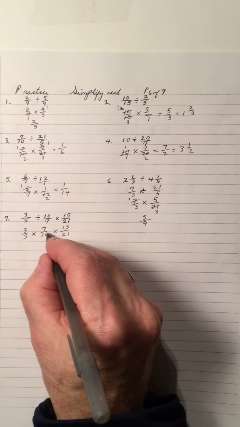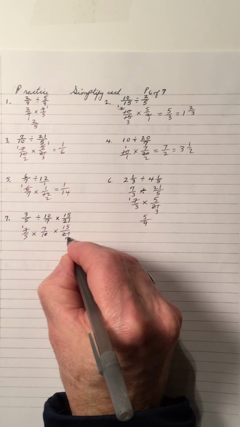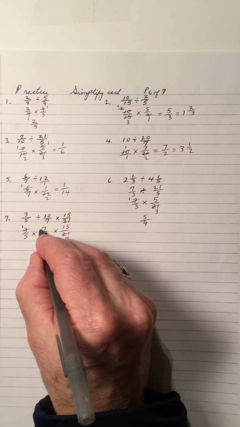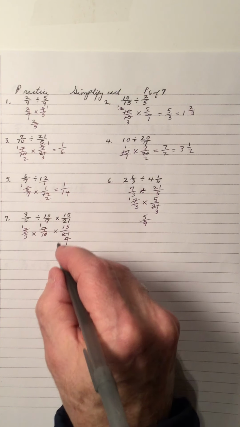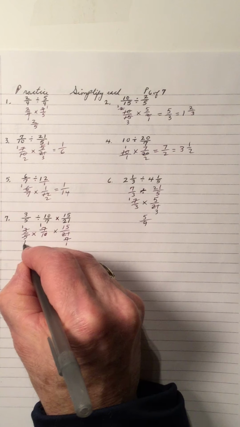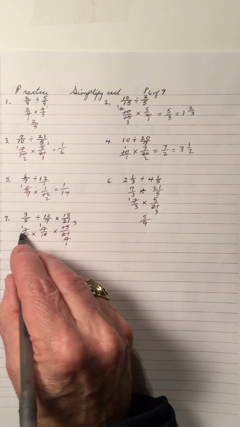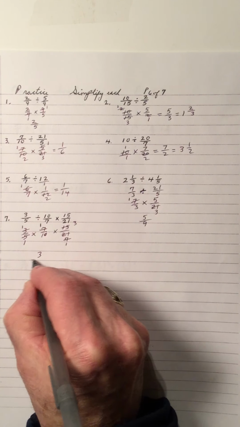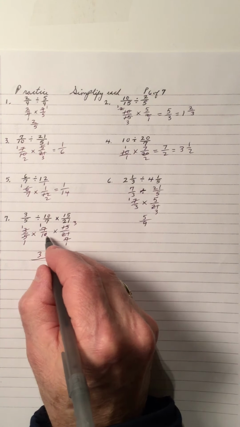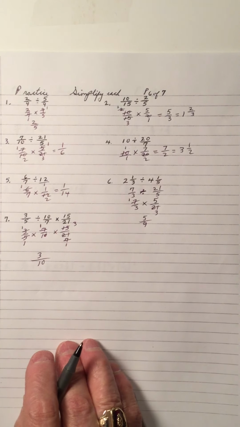Now, 3 cancel? Yes, 3 into 3 goes once, 3 into 21 goes 7. 7 goes into 7 once. 5 goes into 5 once, 5 goes into 15 3 times. And if I look, I got 1 times 3, so that's 3. And 1 times 10 times 1 is 10. And everything works out.